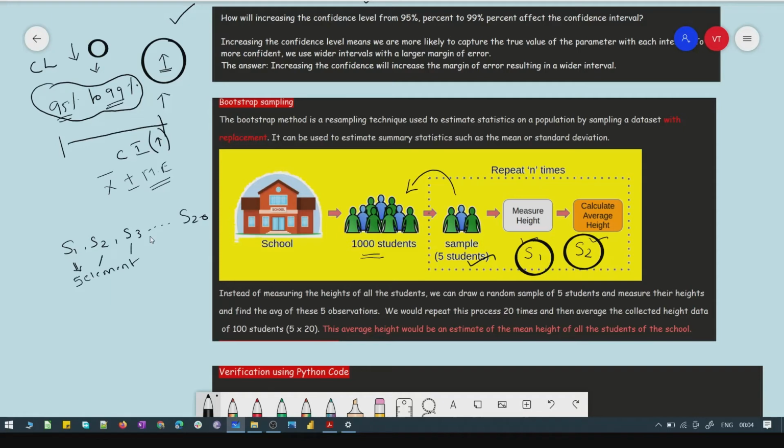All these samples will have 5 elements. Each and every time I would have determined the average. I would have got the average of S1, the average of S2, the average of S3, and so on till S20. So I have got 20 different averages. Now I will again take an average of all these 20 points.